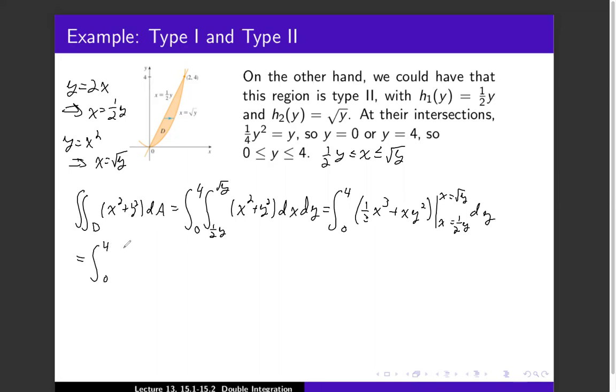Integral 0 to 4, with x equals root y, so that becomes 1/3 y to the 3/2 plus y to the 5/2 minus 1/24 y cubed minus 1/2 y cubed. I believe that I've done all that correctly, with the 3/2 and the 1/2 plus 4. Yep.